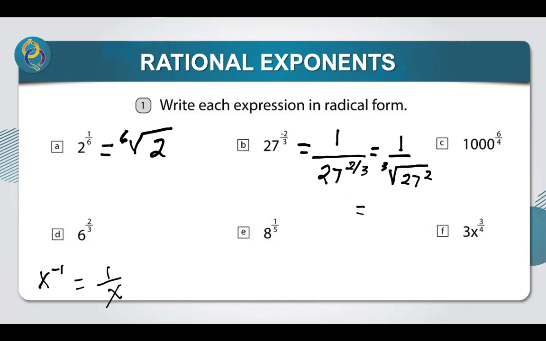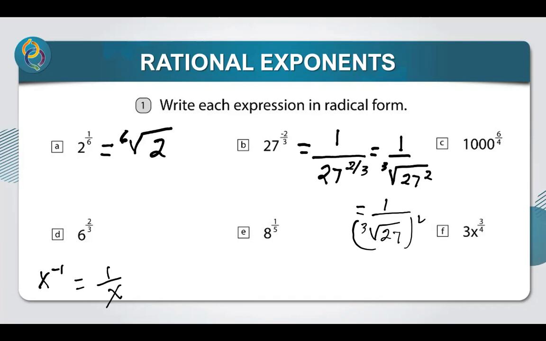Or you can also write that as the cube root of 27, and you can square it if you wish to. But they are the same. The cube root of 27 squared is the same as 1 over the cube root of 27, the whole thing squared. Yes, that is a power. We call it the power rule of the exponent.